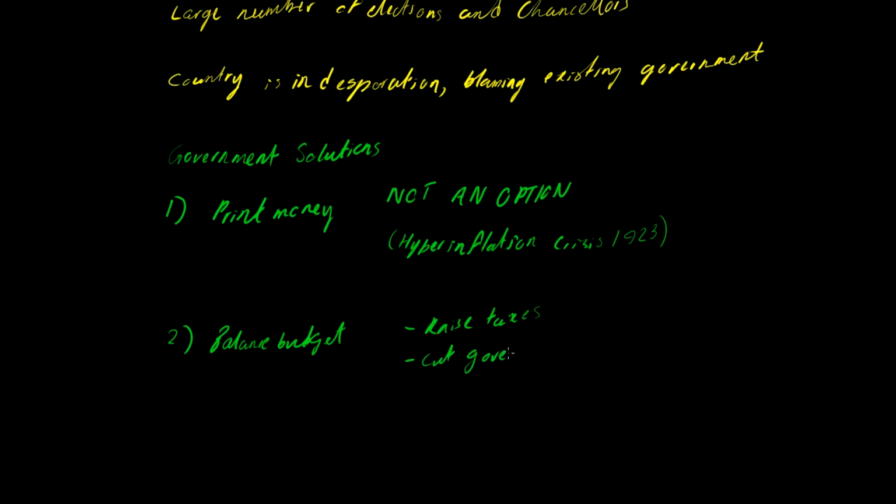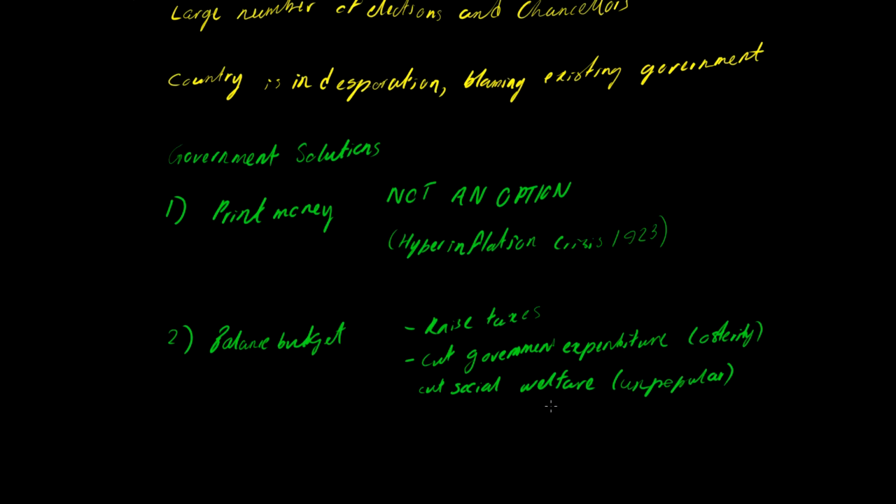Cut government expenditure. This is also known as austerity. So they wanted to cut social welfare. This was obviously unpopular. This was unpopular to the German people.